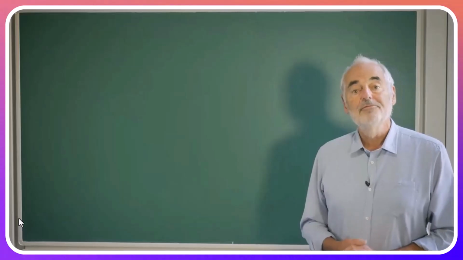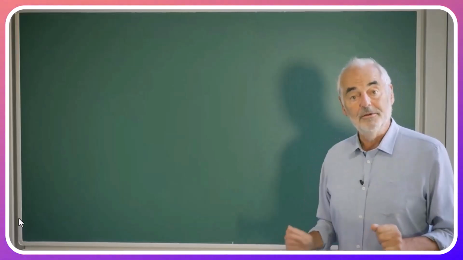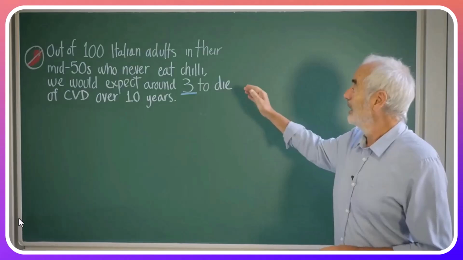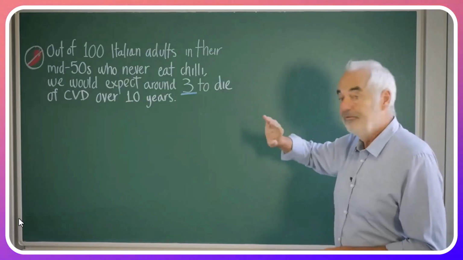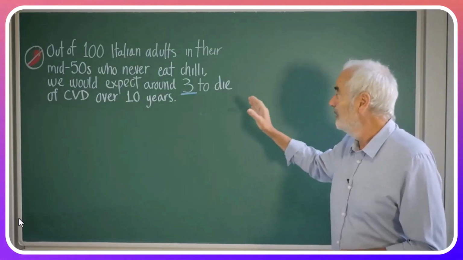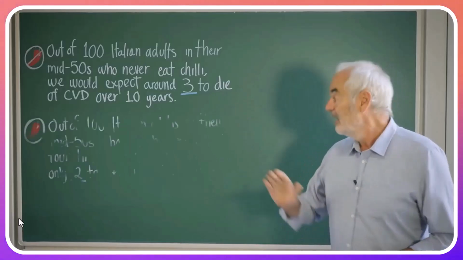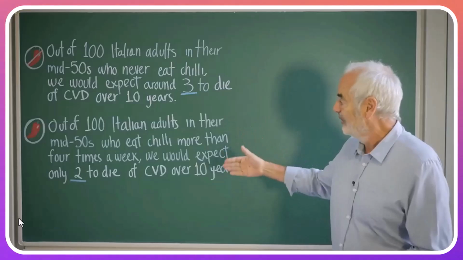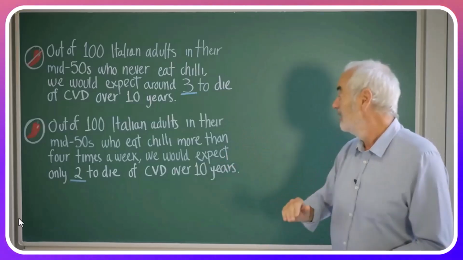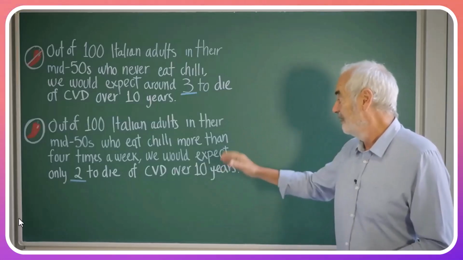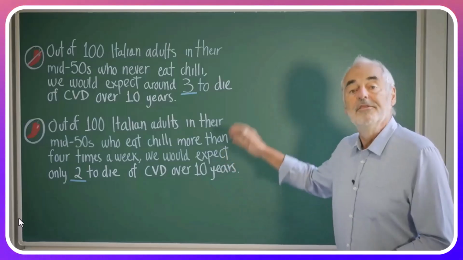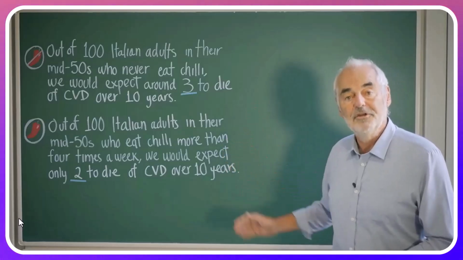Now, if you run this research through Real Risk, it'll tell you that out of 100 Italian adults in their mid-50s who never eat chili, we would expect around 3 to die of cardiovascular disease over 10 years. Whereas, out of 100 Italian adults in their mid-50s who eat chili more than 4 times a week, we would expect only 2 to die of CVD over 10 years. Those are the essential things you need to know.